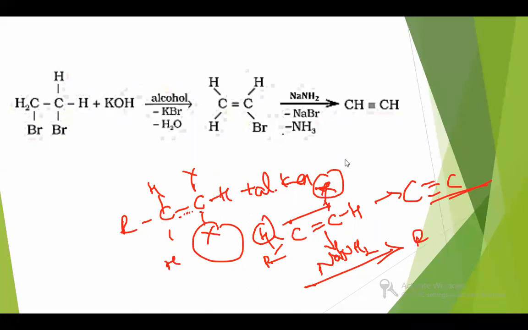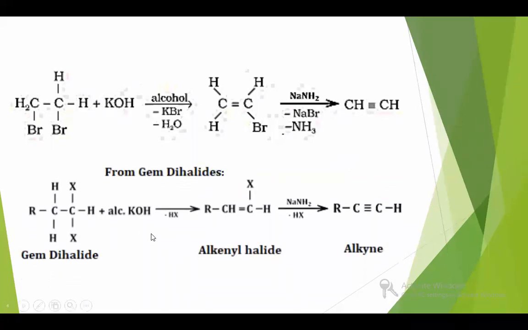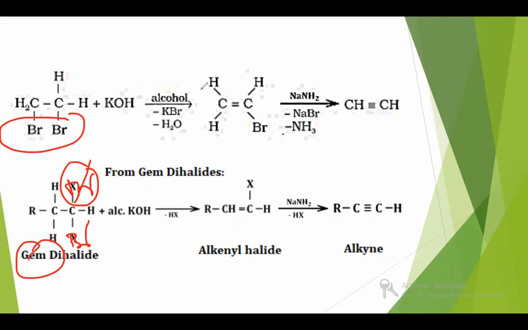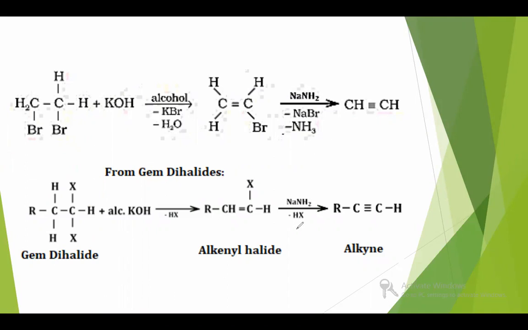So that is gem dihalide. This is an example for gem dihalide. This is an example for the vicinal dihalide, with adjacent halogen groups. You can notice no bromine, both the bromines are present on the same side. Here bromine and here bromine are attached to the same carbon, then it is called gem dihalide. Gem dihalide and vicinal dihalide, treated with alcoholic potassium hydroxide, form alkynyl halide, which on treatment with soda amide gives alkyne, in both gem dihalide as well as vicinal dihalide.